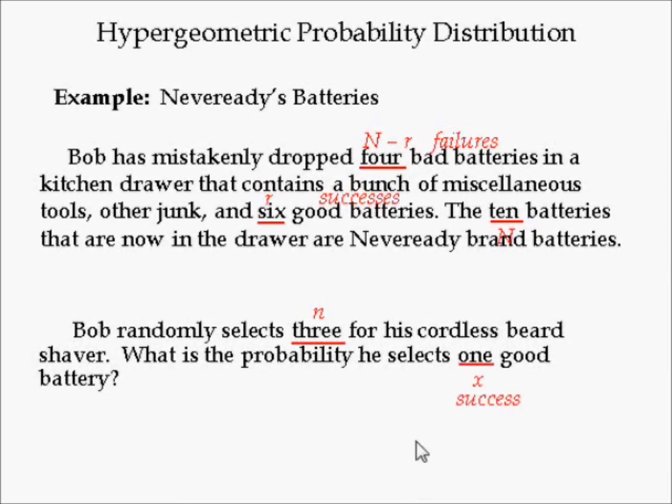This is a hypergeometric problem because the population is very, very small. It's 10. Had there been 1,000 batteries in this drawer, you could have used the binomial distribution. Note, with 1,000 batteries in the drawer, if you use the hypergeometric distribution, you'll get the same exact number as the binomial, because as the population, capital N, gets bigger and bigger, the hypergeometric becomes binomial.